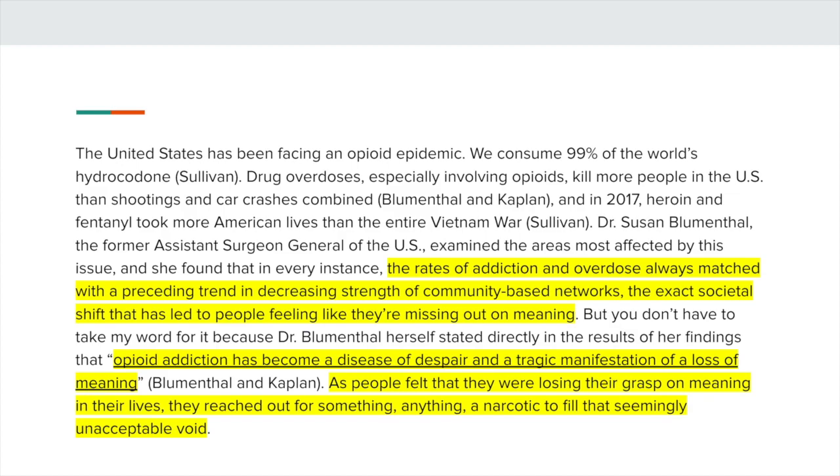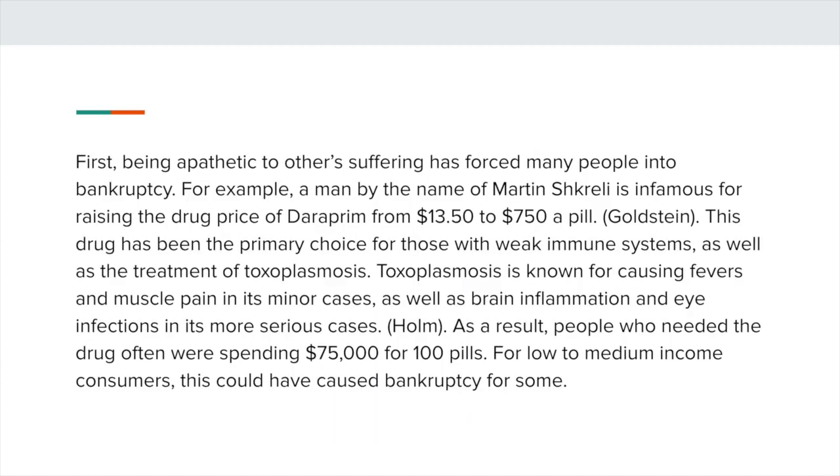So let's take a look. First, being apathetic to others' suffering has forced many people into bankruptcy. For example, a man by the name of Martin Shkreli is infamous for raising the price of Daraprim from $13.50 to $750 a pill. This drug has been the primary choice for those with weak immune systems, as well as the treatment for toxoplasmosis. Toxoplasmosis is known for causing fevers and muscle pain in minor cases, as well as brain inflammation and eye infections in more serious cases. As a result, people who needed the drug often were spending $75,000 for 100 pills. For low to medium income consumers, this could have caused bankruptcy.